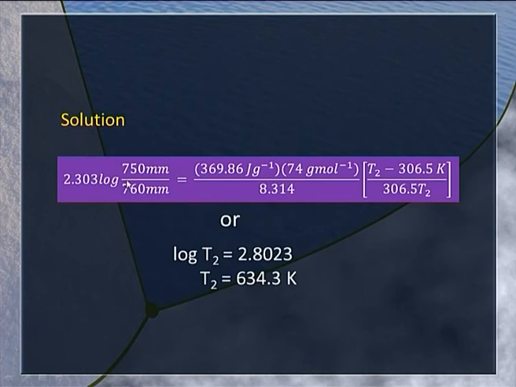If we try to look at the solution of the numerical, we can get it from the integrated form of the Clausius-Clapeyron equation, and there is a pressure term, P2 by P1, and the delta H V, the heat of vaporization term, which is given in grams. So, it has to be converted into moles, and the only unknown we have is the temperature, which has to be determined, and if we solve this numerical, we are in a position to get log T2, and after solving, we get a temperature of 634.3 Kelvin.